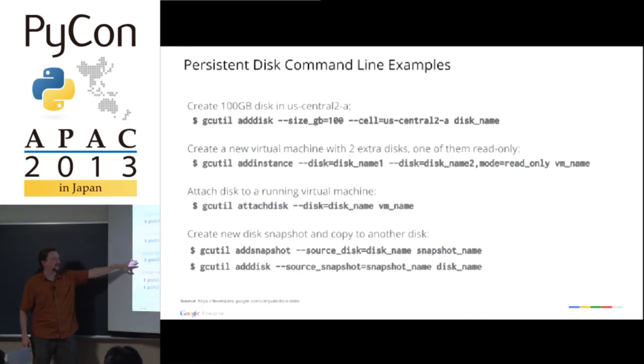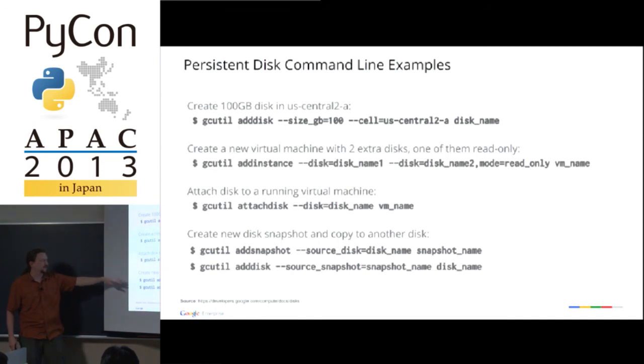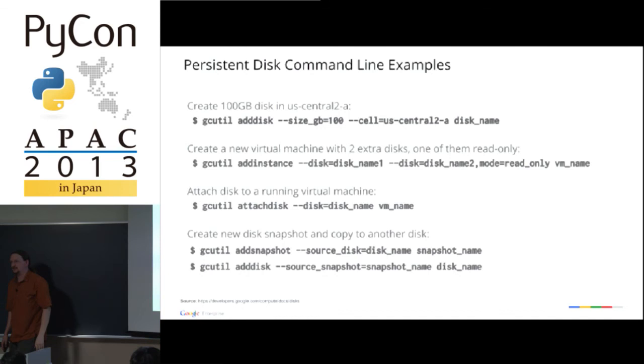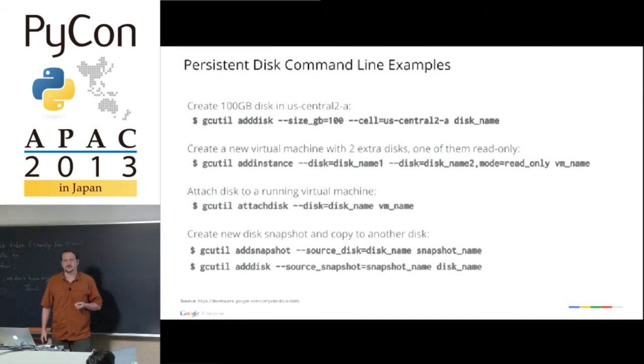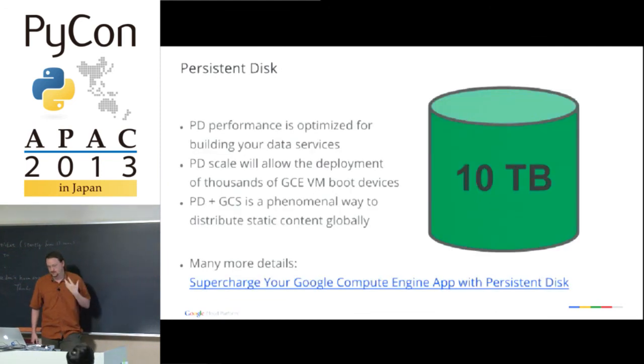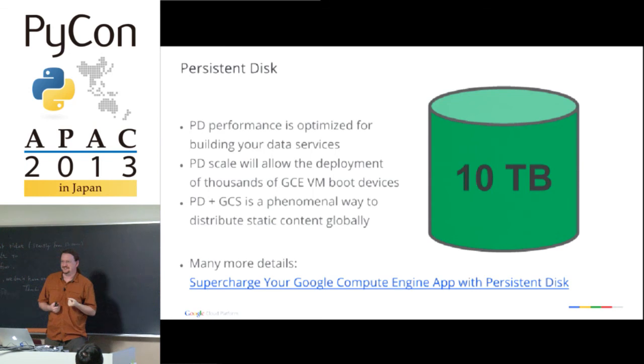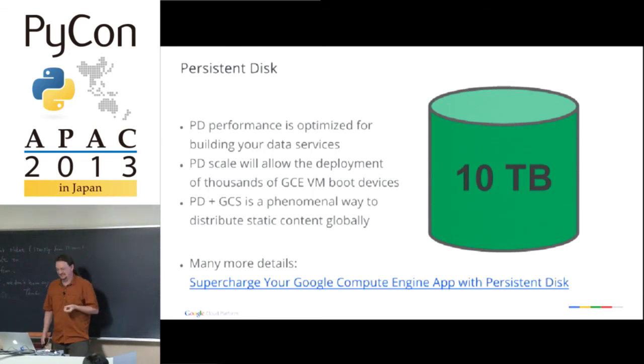And you can attach a disk to an existing instance, like we talked about. And this is how snapshots work and creating persistent disks from snapshots. So it's very easy to automate with scripts. And all of this is available through the API, so you can do it from Python as well. So basically, use persistent disk, test it out. It's really amazing. Give it a try.